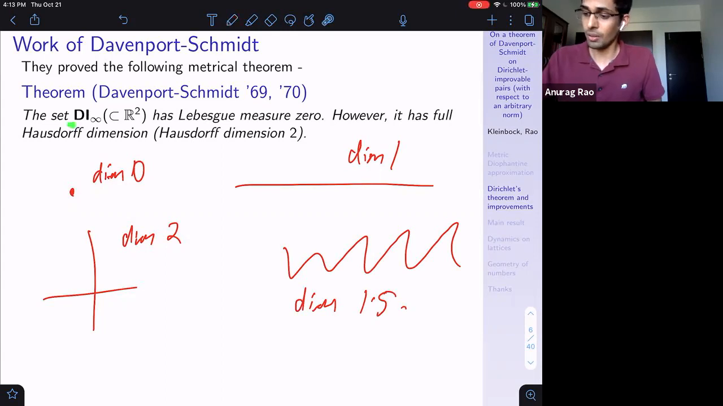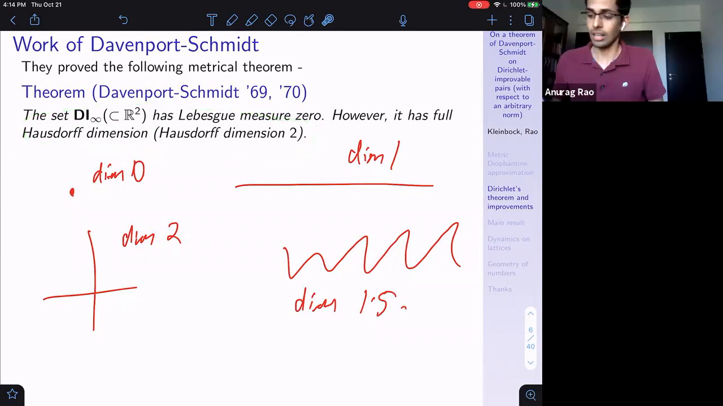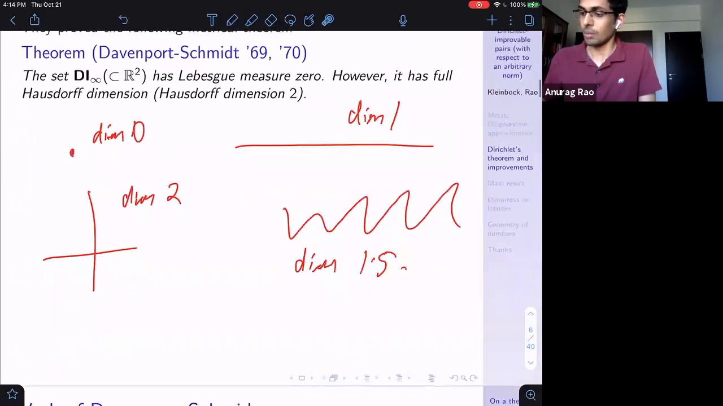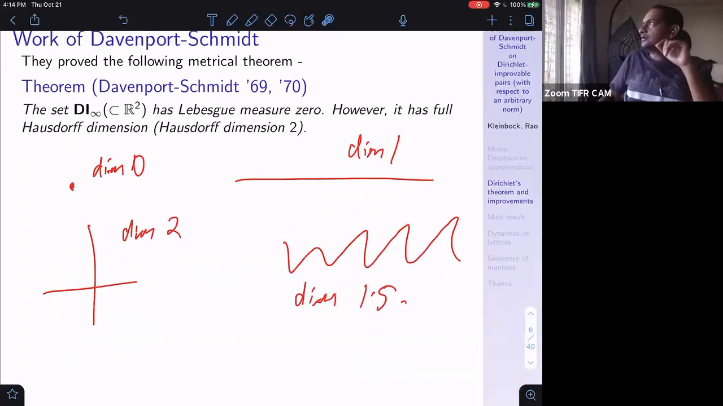Now, I don't even know how to draw this DI infinity because apparently it has Lebesgue measure 0 and it has Hausdorff dimension 2 everywhere. So it's in fact dense, and at every point locally it has full Hausdorff dimension. So more than dimension 1.5. So a very strange set, and this is what they proved. So is it connected by any chance, or do you have any idea about the topological properties of this set?